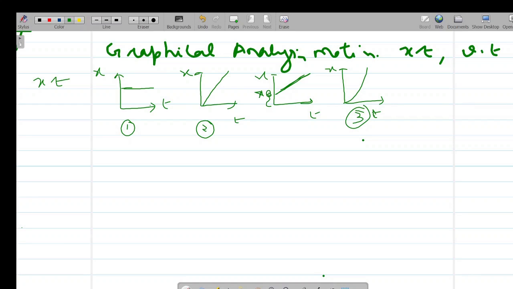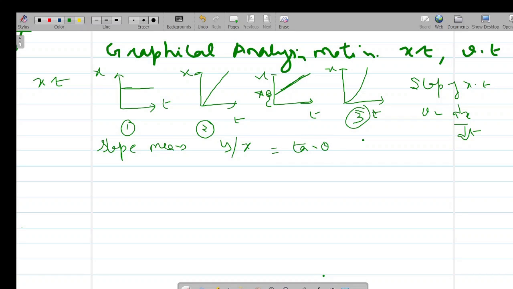The slope of the position time graph gives you velocity. V is equal to dx upon dt. Now the question is, how do I find the slope? Slope means y-axis divided by x-axis, that is tan theta.